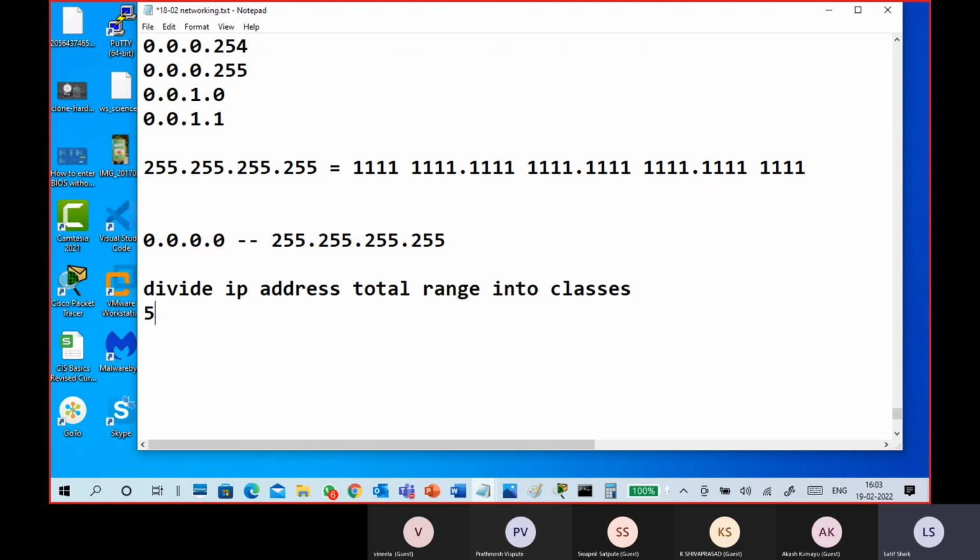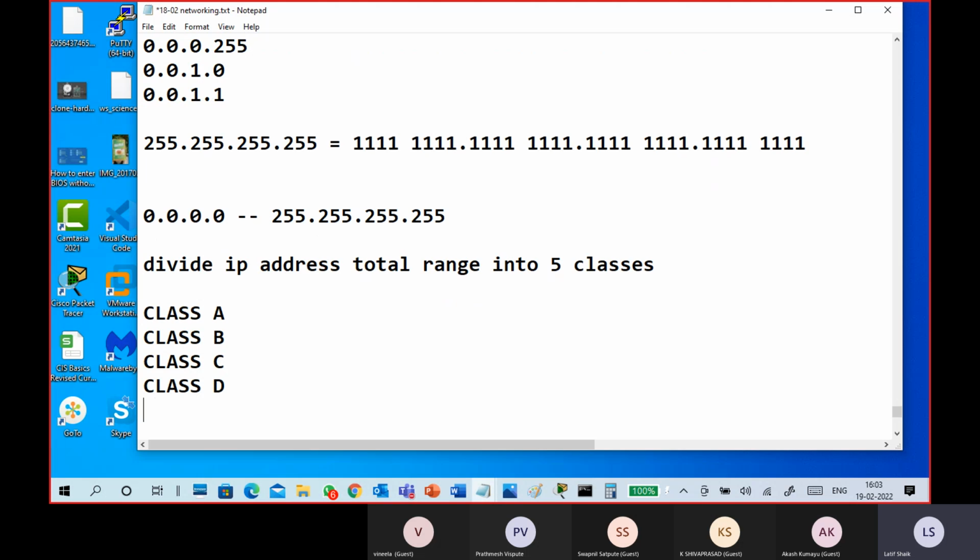Totally, it is divided into 5 classes: Class A, Class B, Class C, Class D, Class E. There is also binary number stuff.